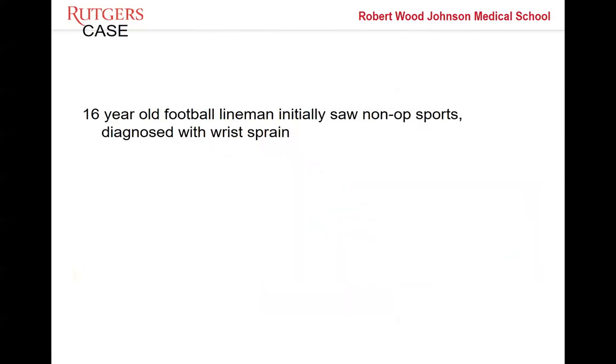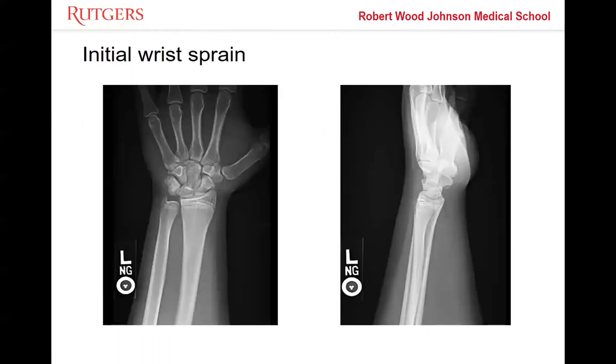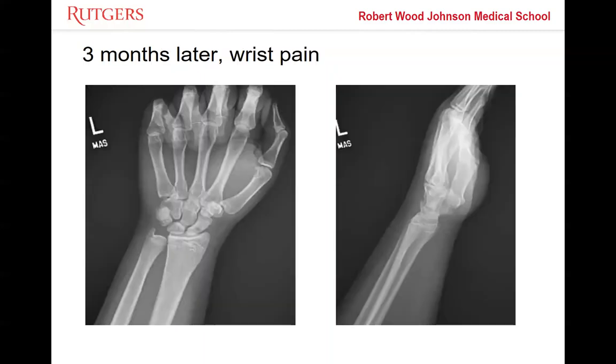So this next one is a 16-year-old lineman. He initially saw one of the non-op sports guys and had an accident playing football, and he was diagnosed with a wrist sprain. So I won't go too crazy on this one, but I didn't see anything. I went back and looked at this. I didn't see anything on the x-rays here. You see the open physis.